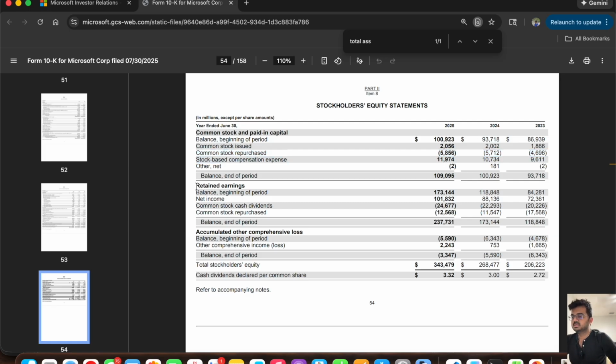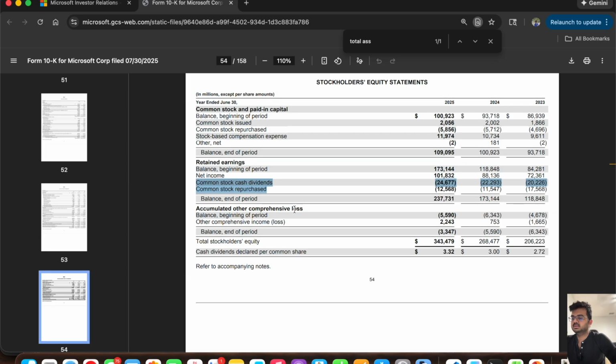Similarly, for retained earnings, it is calculated as balance at beginning of period plus net income plus common stock cash dividends plus the common stock repurchase. Even for dividends and repurchase, we will get the numbers while we do the cash flow statement. So let's hold retained earnings as of now as well. Accumulated other comprehensive loss is balance at beginning of period and other comprehensive loss or income. I went through Microsoft's annual report thoroughly. They haven't mentioned what these other comprehensive income or losses are, and I don't think we can take any guess or assumption to calculate the number.